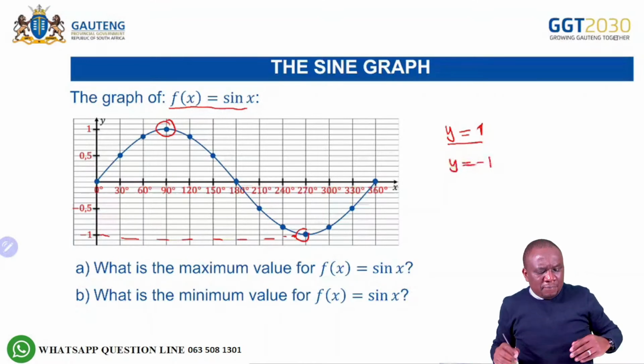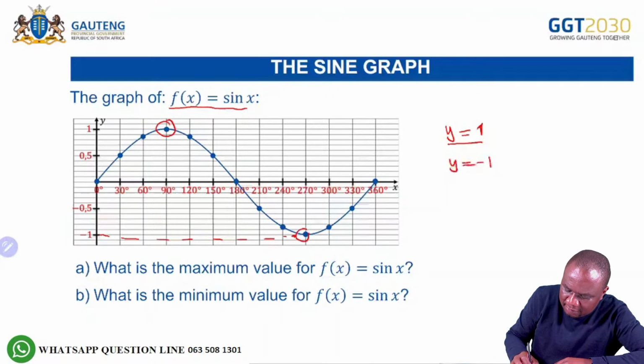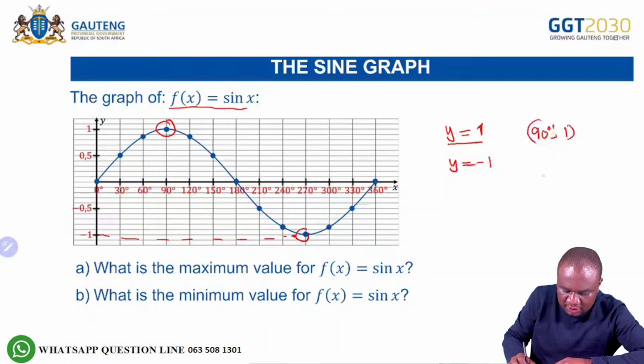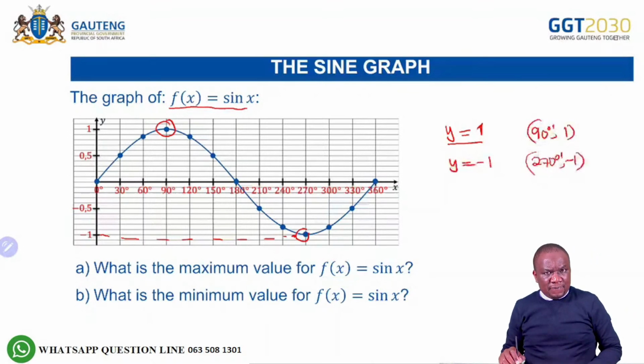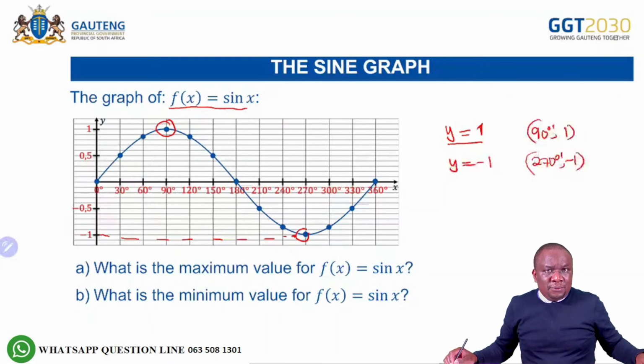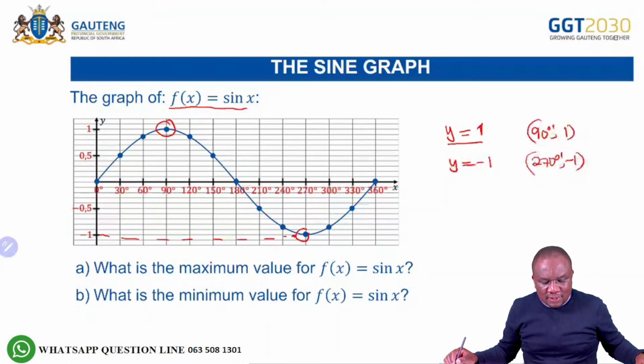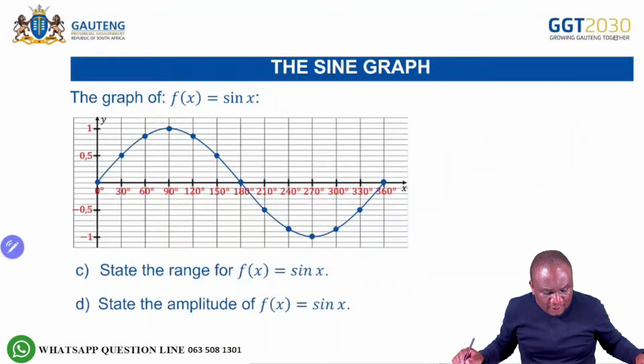We can even talk about the coordinates of the maximum value. The coordinates of the maximum value there is 90 degrees, 1, and then the minimum value, the coordinates are 270 degrees, -1. Okay, all right. Would you like to try the next question?